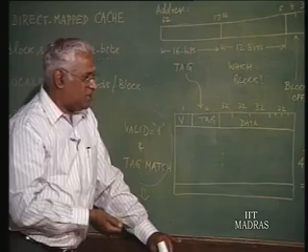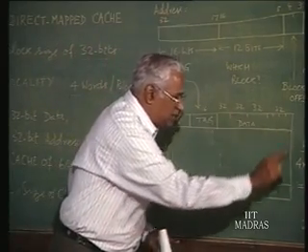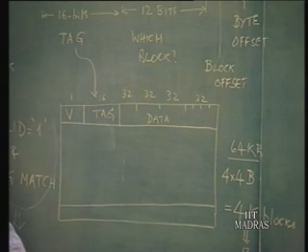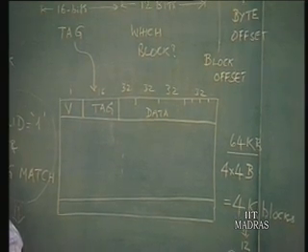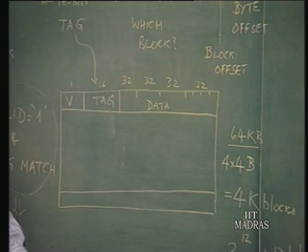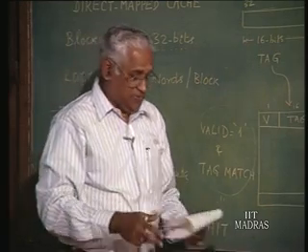Now you can see that though essentially the data is only in this portion, you need all these extra things, mainly because we want to see that the CPU can run what it wants to run at the highest speed that is possible.